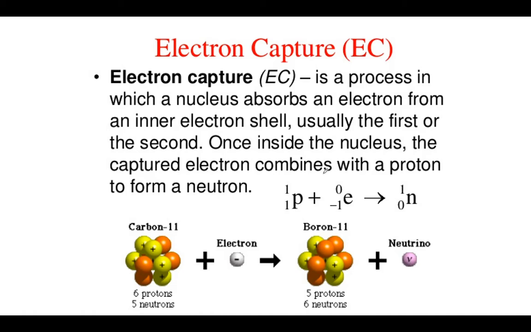So using the figure, you can see that this carbon nucleus, when it absorbs this orbital electron, undergoes a transformation into boron plus a neutrino. So this process is the capture of an orbital electron by the nucleus, and it was first suggested by Yukawa, and it was discovered by L. Alvarez in 1938.